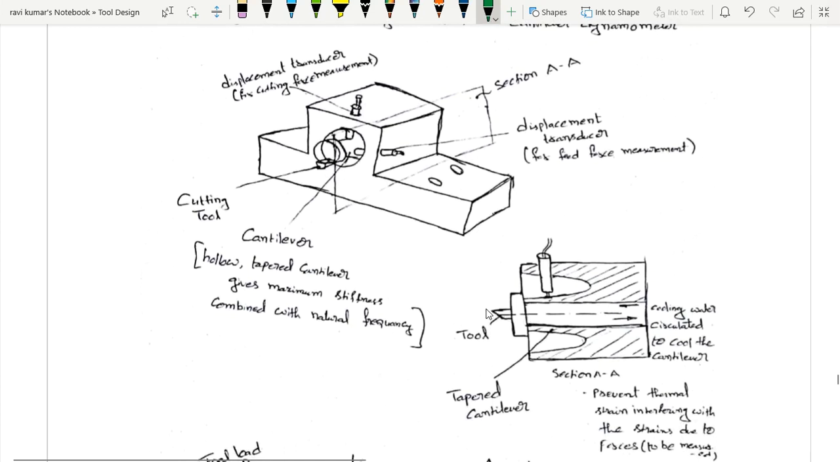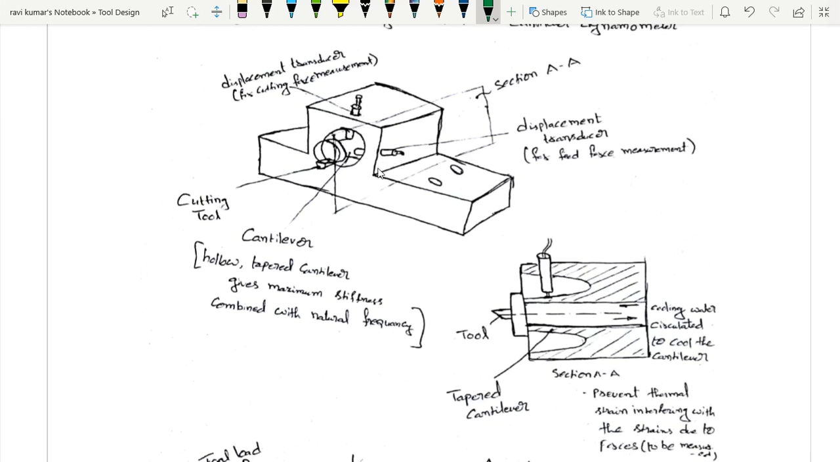I have this tool fixed to this cantilever. So we have a cantilever type of projection, right? The end of which I fix up the cutting tool. So you can have displacement gauges. So this is the picture which we are seeing here. It is nothing but a dynamometer with 2 displacement gauges.